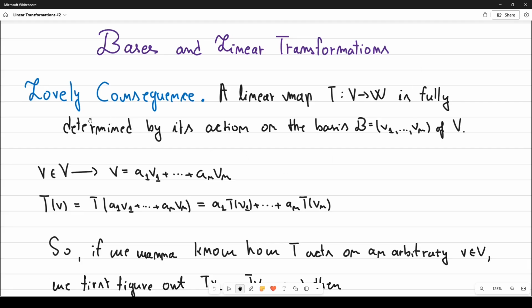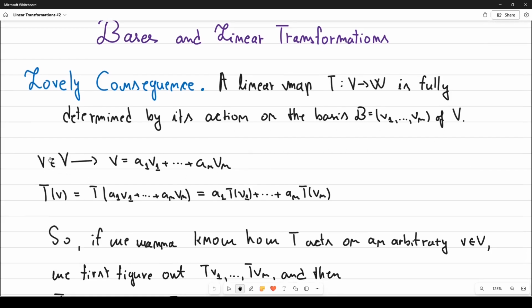So here's a lovely consequence. If you have a linear map that takes your vector space V to some subspace of W, which is again also a vector space, well, a linear map of this sort is fully determined by its action on the basis B of our original vector space V. So what does this mean? What does it mean to say that it's fully determined by its action on the basis B?